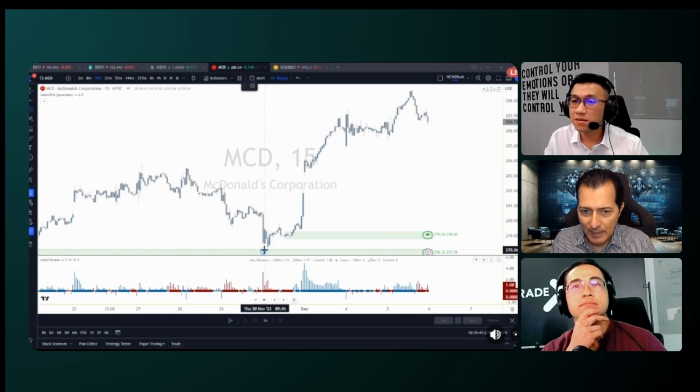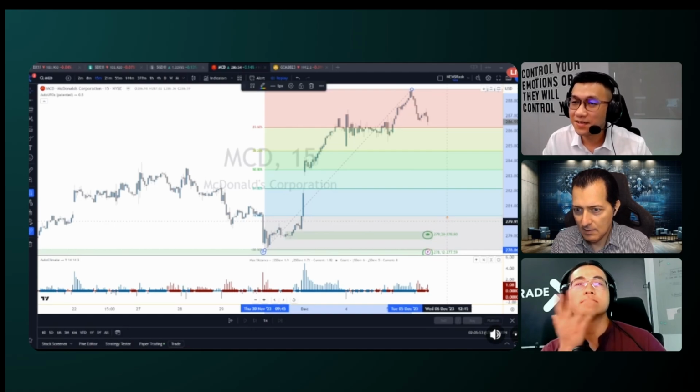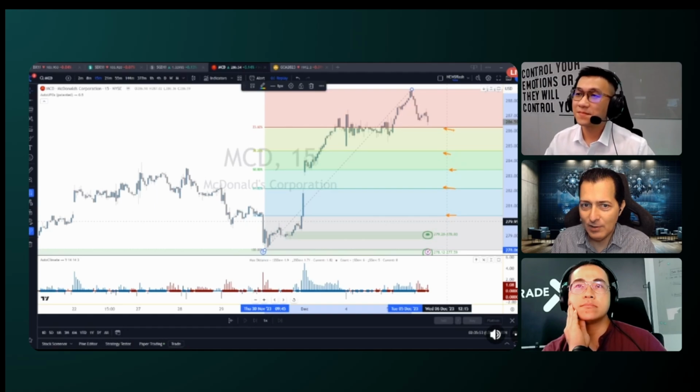Some people may be FIB traders and they do something like that. And look at that, there is no confluence on the 23. Don't trade the 23. Actually, none of the FIBs have any UFO in this case. So if you are a FIB trader with McDonald's, no trade.